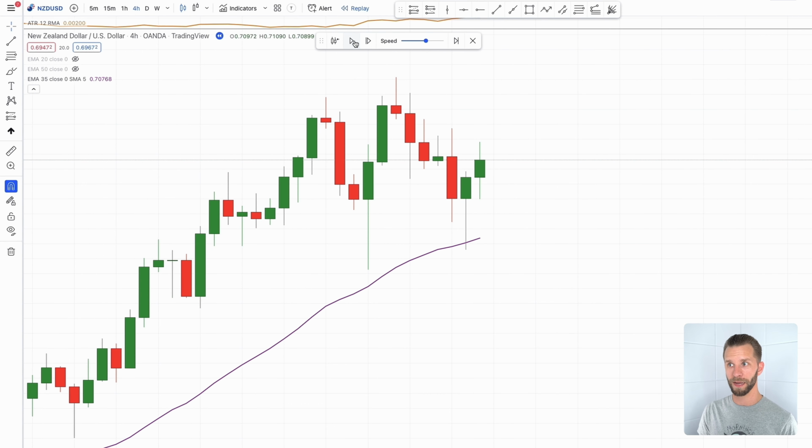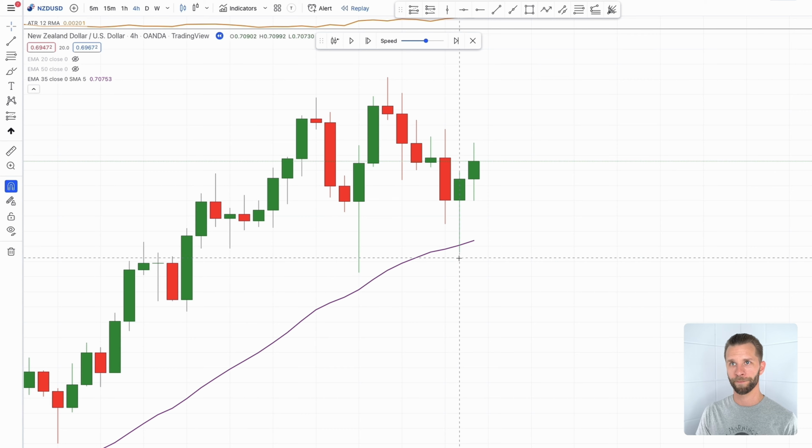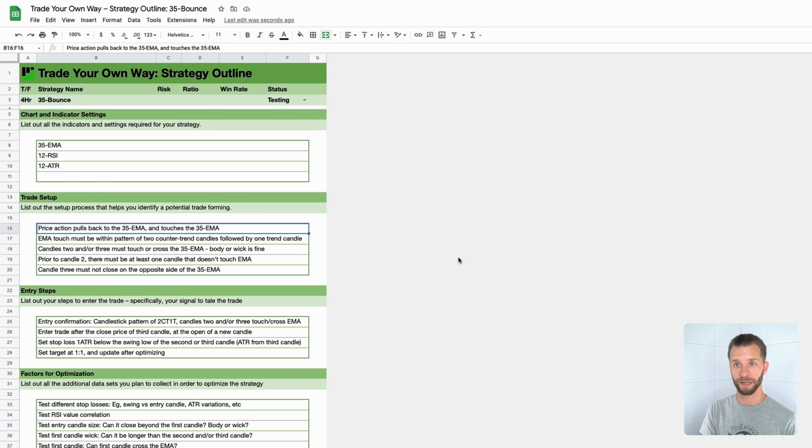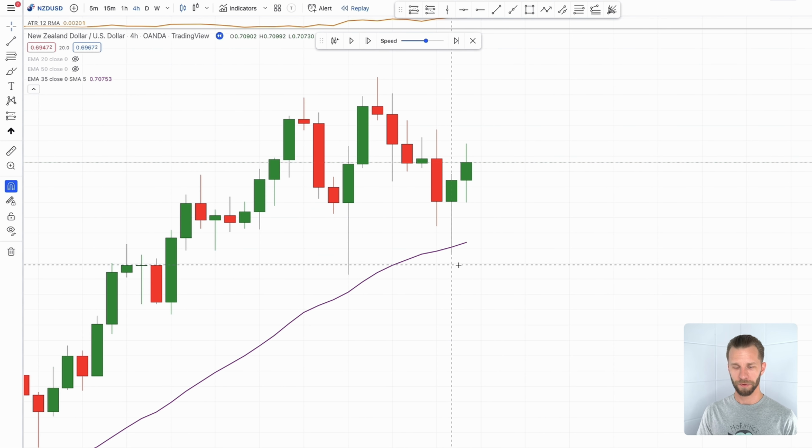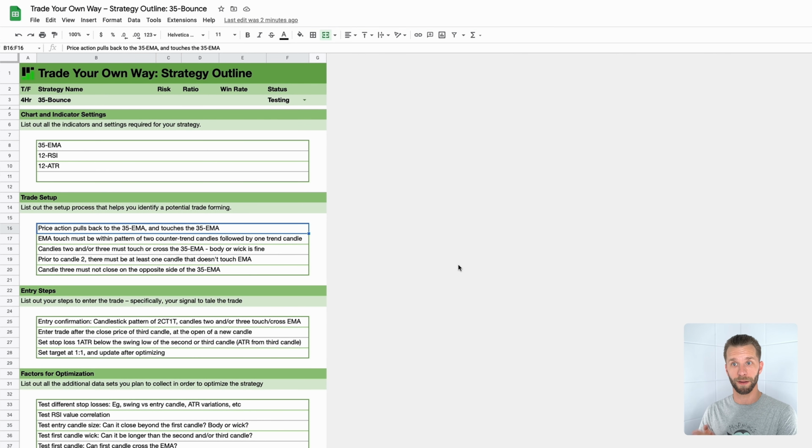We don't know what's coming up next, and we've actually just had our first cross of the 35 EMA. So that's point 1 of our trade setup. Price action pulls back to the 35 EMA and touches the 35 EMA. That's our touch right there. So let's move on to trade setup number 2. EMA touch must be within the pattern of 2 counter trend candles followed by 1 trend candle.